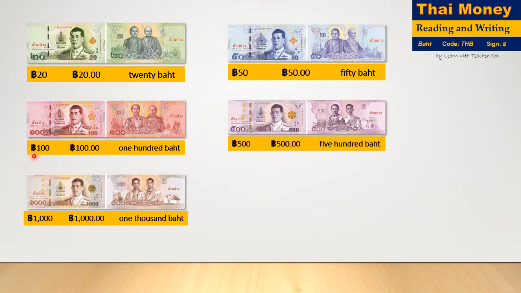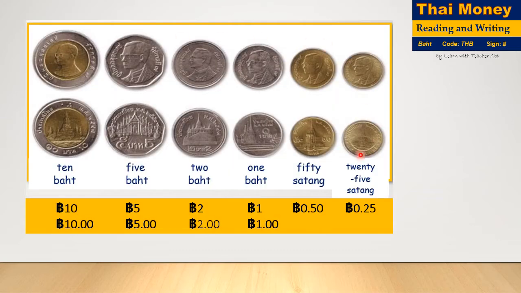Say 100 baht. 500 baht. There's 500 at the front and at the back it's 500. And then say 1,000 baht. Again, 1,000 here, and then at the back it's 1,000. Understand?